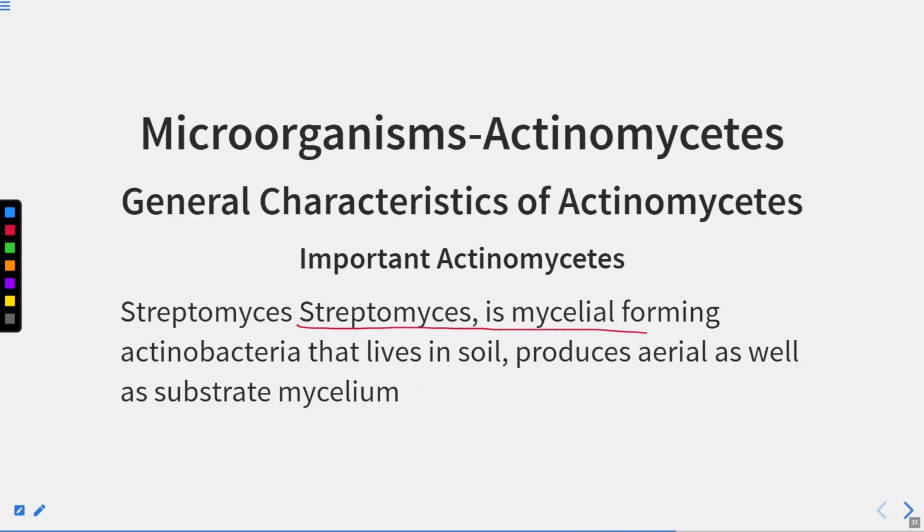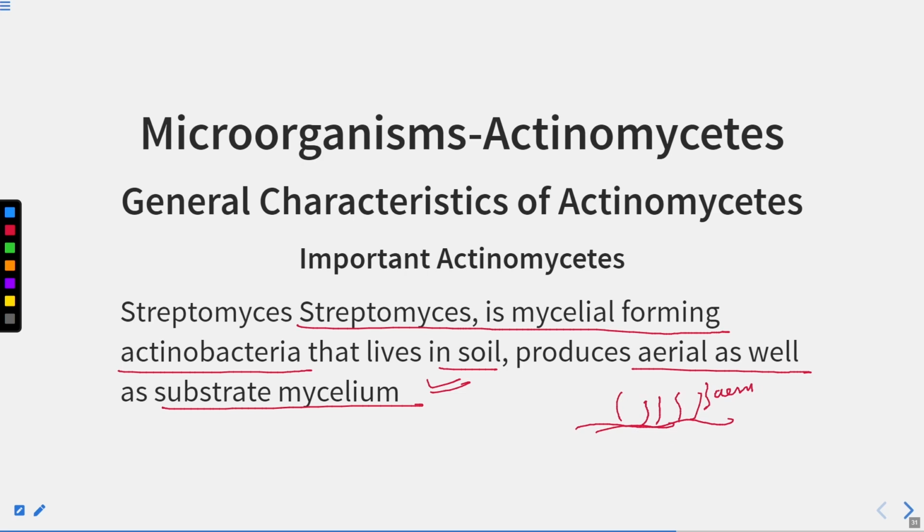Streptomyces is a mycelial forming actinobacteria that lives in soil and produces aerial as well as substrate mycelium. So they have substrate mycelium and they have aerial mycelium also. So these are the aerial mycelia, and this is the substrate mycelium. They have two types: one which is present vertically, that is the aerial mycelium, and horizontally, that is the substrate mycelium.